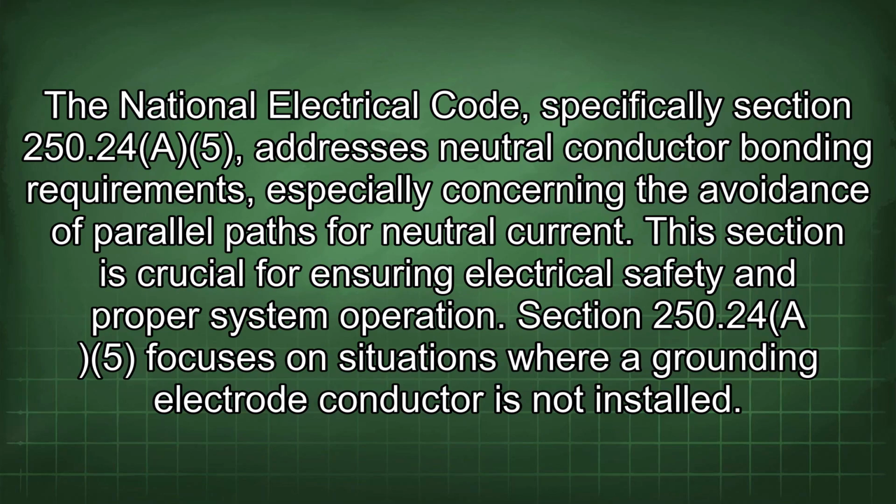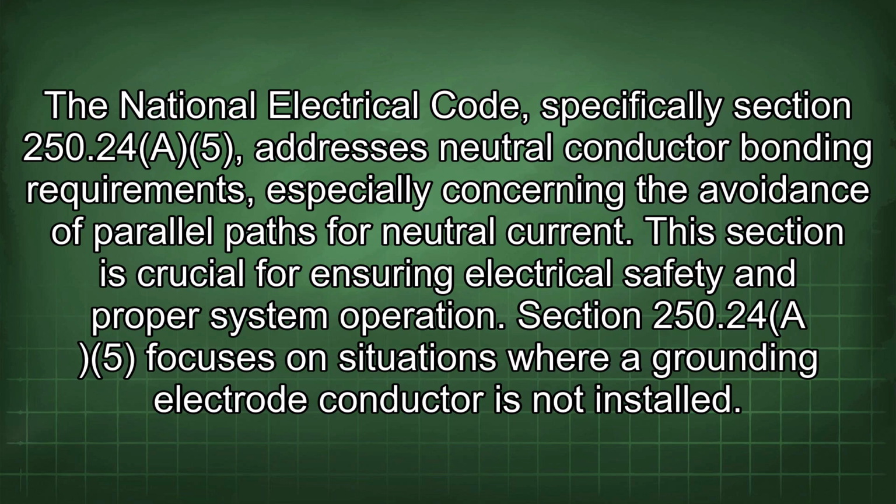The National Electrical Code, specifically Section 250.24(A)(5), addresses neutral conductor bonding requirements, especially concerning the avoidance of parallel paths for neutral current. This section is crucial for ensuring electrical safety and proper system operation.